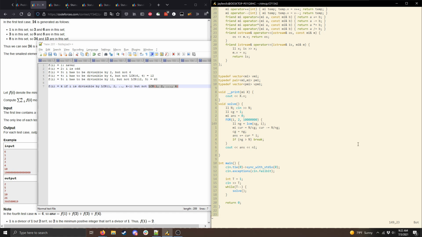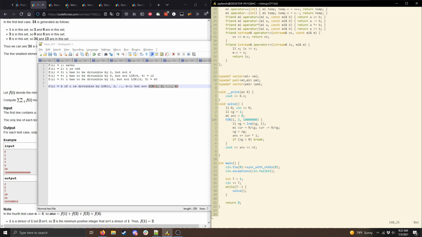And so then I add so that cur stores the number of values whose f of x is I. And so then I add cur times I to the answer. As you can see, I looped for a while. The fact that my loop bound is so high, I'm pretty sure it would have worked even if I just had I going up to 100 or something.